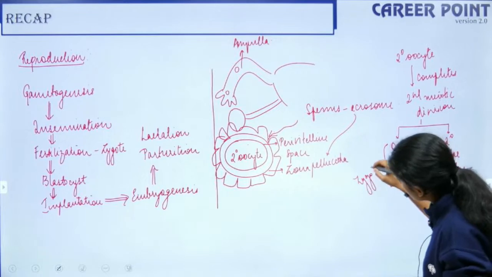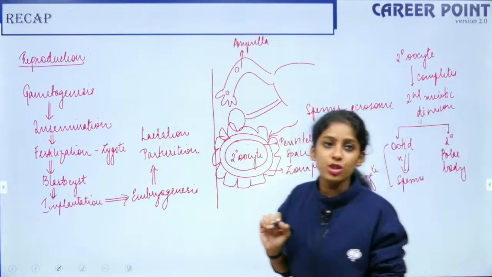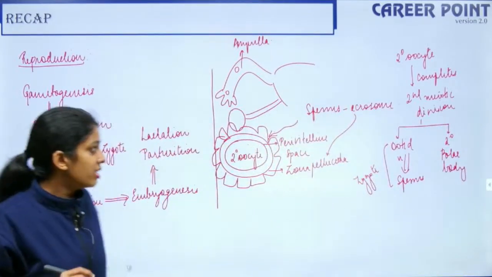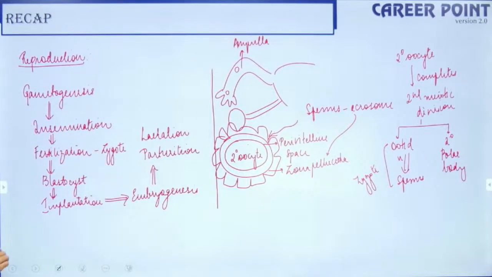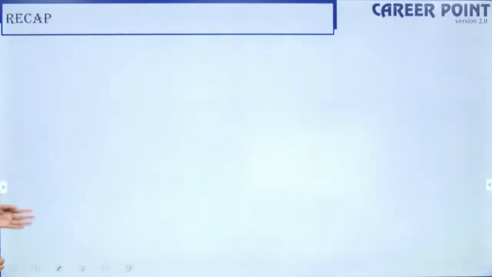Where does all this happen? In the ampullary region of the oviduct. Okay? Is this much clear to everyone? Fine, I am moving forward.